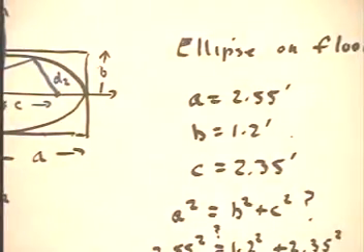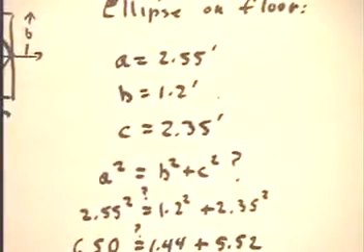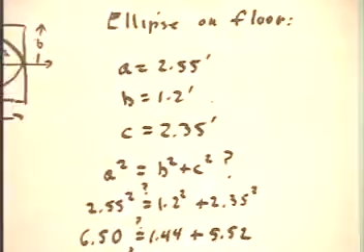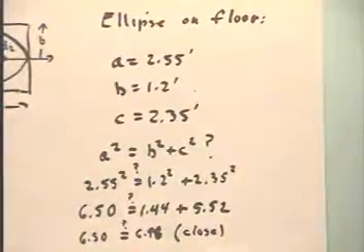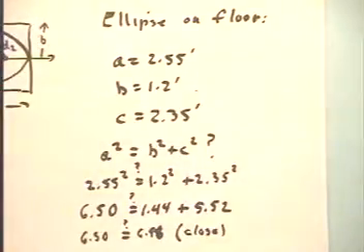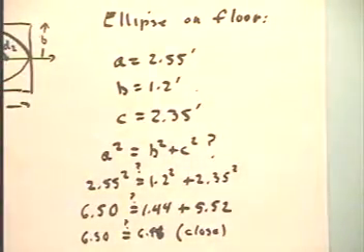Now, when we did something similar to this in class, we actually drew an ellipse on the floor. And we measured a, b, and c. Now, we measured the ellipse on the floor by holding the string down. Two people held it down with their thumbs, and another person drew the ellipse.